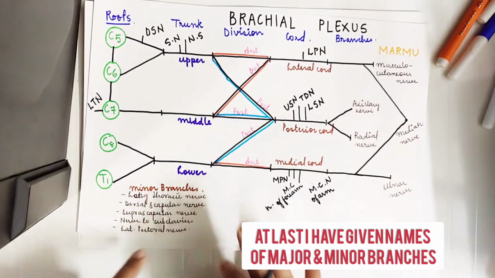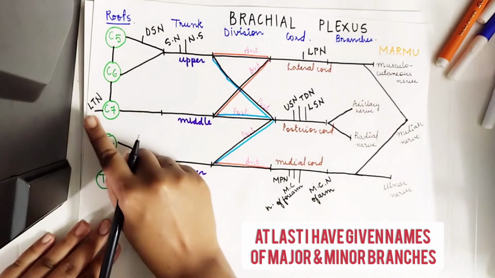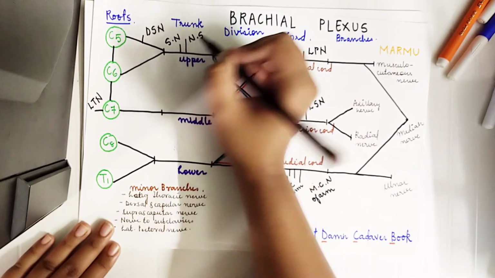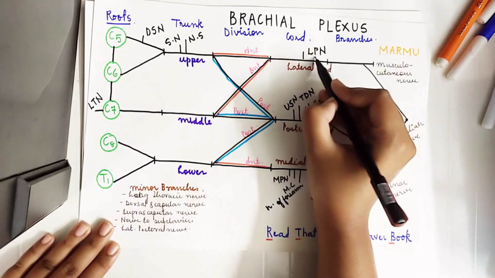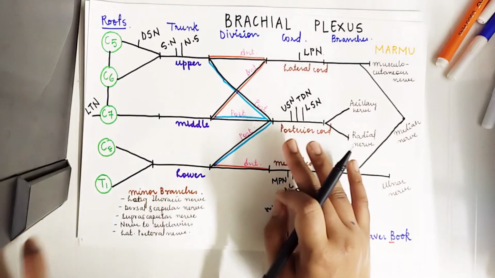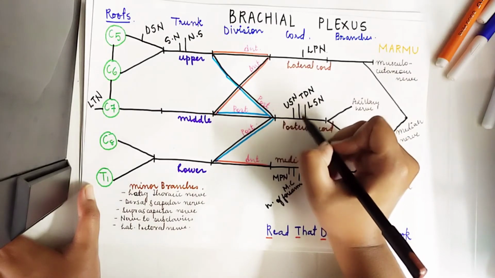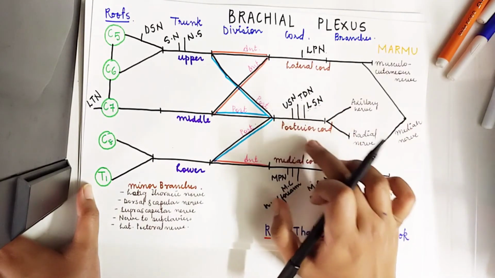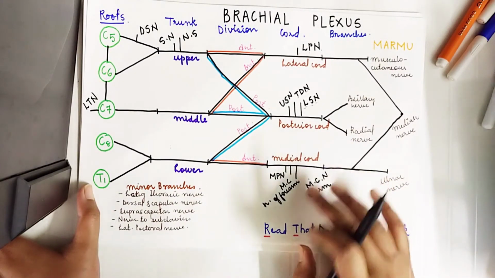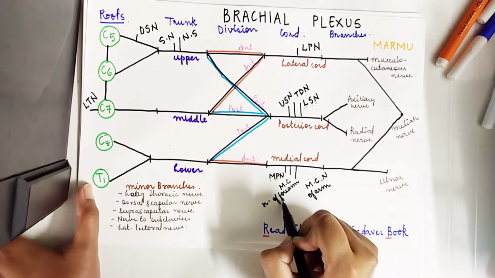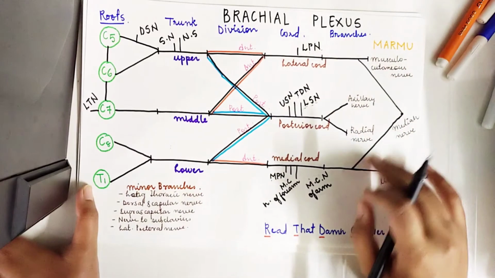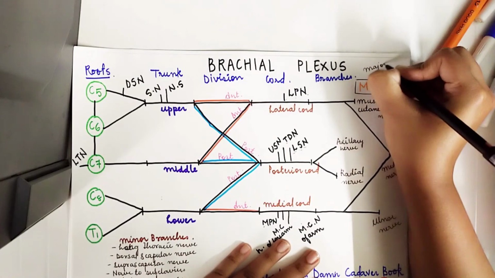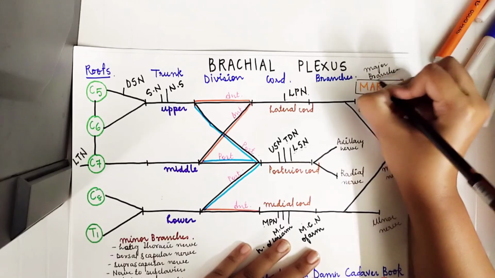Then there is no space, so I will just revise it once. Long thoracic nerve, dorsal scapular nerve. From the upper trunk originate two nerves, the suprascapular nerve and nerve to subclavius. From the lateral cord, there is one, the lateral pectoral nerve. Then the posterior cord has mainly three minor branches: the upper subscapular nerve, the thoracodorsal nerve, then the lower subscapular nerve. The minor branches of the medial cord are the medial pectoral nerve, the medial cutaneous nerve of forearm, and the medial cutaneous nerve of arm. And these are the major branches. Okay.